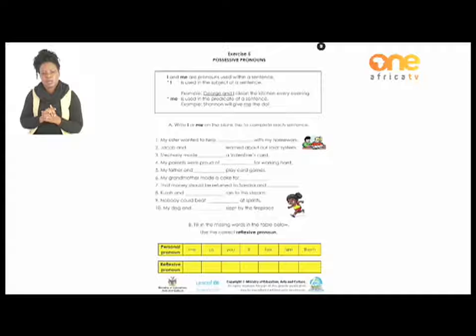Underneath me, you will have to write a reflexive pronoun that refers to me. Underneath us, you will have to write a reflexive pronoun that refers to us. Underneath you, you will have to write a reflexive pronoun that refers to you. Underneath it, you will have to write a reflexive pronoun that falls under it.